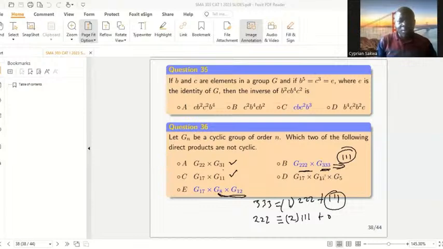But this one is cyclic because I can see these numbers 17, 11, and 5 are all pairwise relatively prime. So we've already answered that.